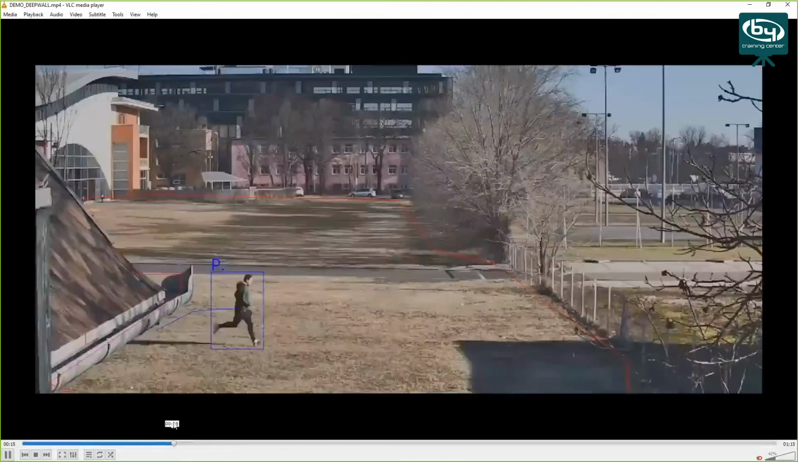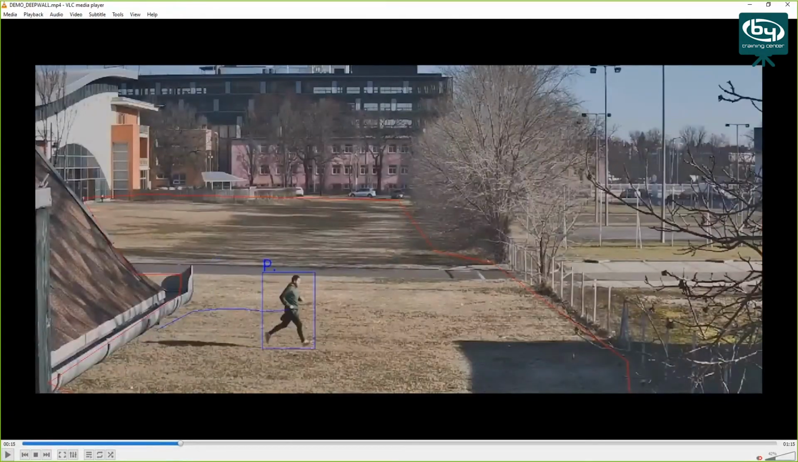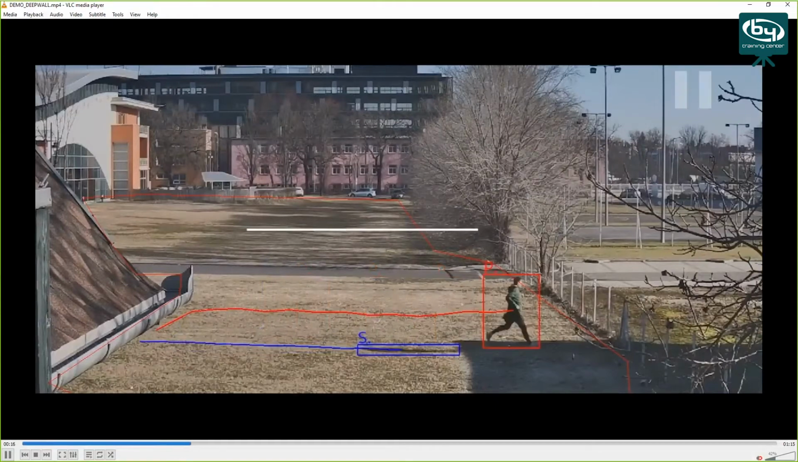So you can see here a person running on a field, and you can see that the system is registering this person as a person. You can also see that his shadow, which is moving on the ground, is classified as a suspect, which means that he will create a certain alert, but the shadow will be only classified as a suspect.